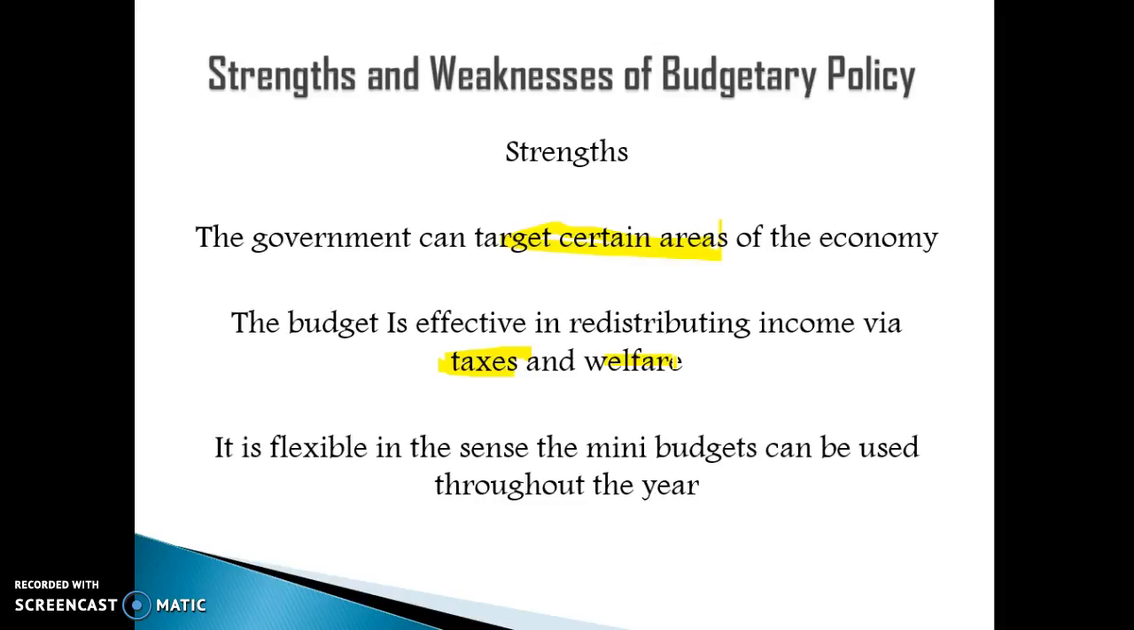Budgetary policy is also quite flexible in the sense that it can be used throughout the year and have little mini budgets. If, for example, the economy is growing slower than we think, they might employ expansionary policies to increase the rate of economic growth if that's an issue for the economy. So it's flexible in the sense that they can change their policy mix if things are changing or growth or other issues are emerging throughout the year.